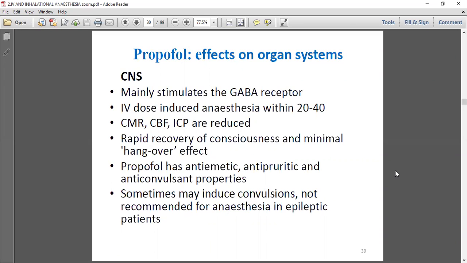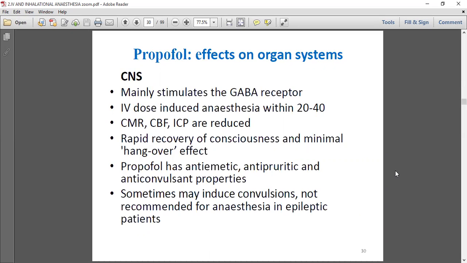Effects of propofol on organ systems. CNS, it mainly stimulates the GABA receptor. It causes CNS depression. Then IV dose, I think I read it right now, I forgot. The mechanism of action. Okay, let's continue anyway.